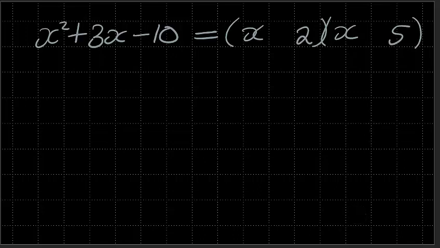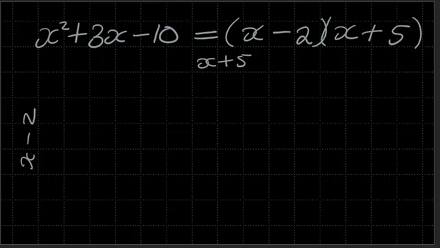Now I need to decide what I have to do in order to get positive 3. I'm going to say 5 minus 2 gives me positive 3, so plus 5 minus 2 gives me positive 3, and minus 2 times 5 gives me minus 10. So I'm sure that answer is correct. Now I need to decide how to arrange it. Let's say left to right, I'm going to go with x plus 5, and then top to bottom, I'm going to go with x minus 2.